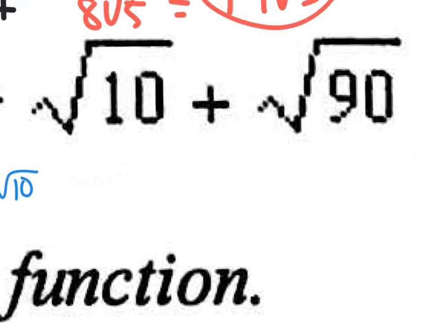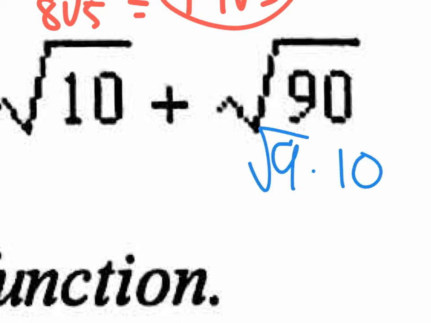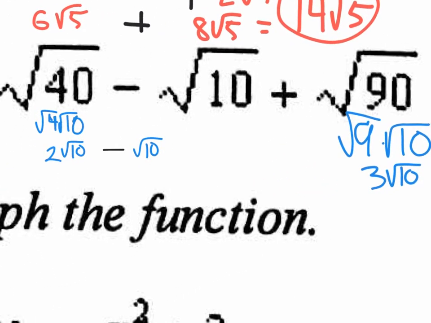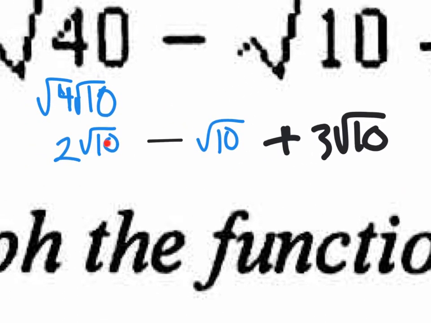Let's go to the third one over here, 90. Okay, so 90, we're going to rewrite 90 as 9 times 10, and we're going to split the root, so we're going to end up with 3 square root of 10. And that's our third term, and we're going to add that. Okay, so let me go back over here to the other two, and let me put plus the 3 square root of 10 that we have over here. Now that we have all terms that are square root of 10, we have 2 square root of 10, take away 1 square root of 10, plus 3 square root of 10.